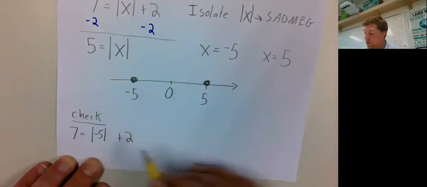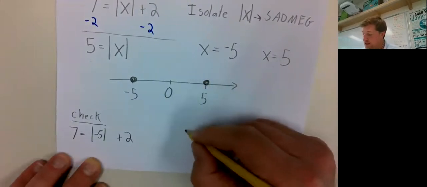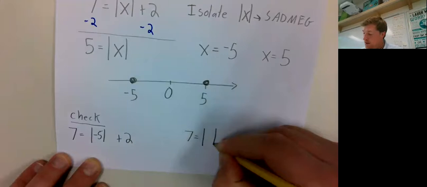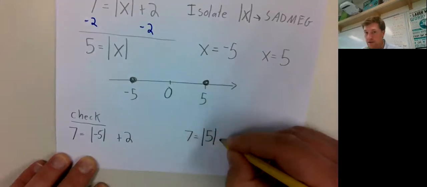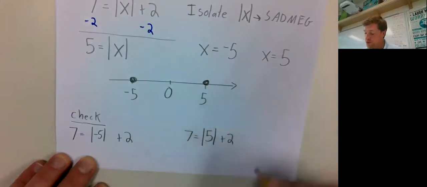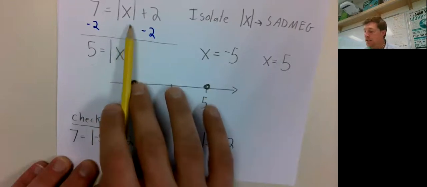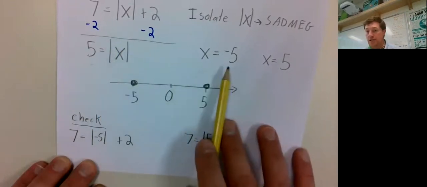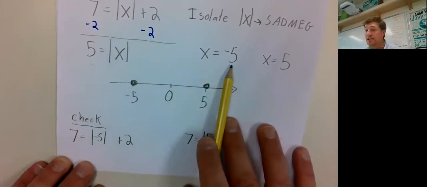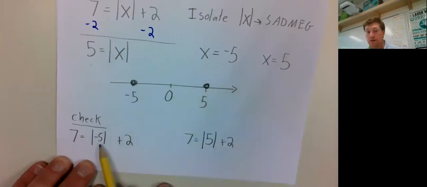And we actually have to do this twice because we have 2 solutions. 7 equals absolute value of 5 plus 2. So what I did here is I took my equation, and instead of x, I plugged in what our solutions are for x. I had to do 2 of them because I have 2 solutions. I got negative 5, plug that in here, and positive 5, plug that in here.